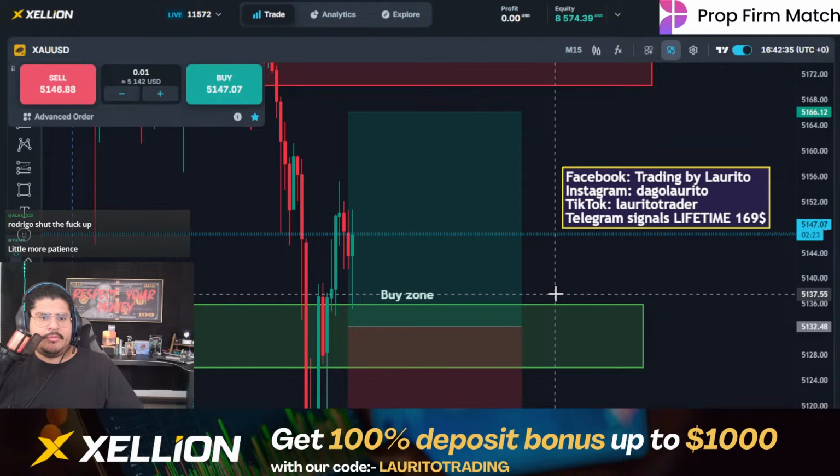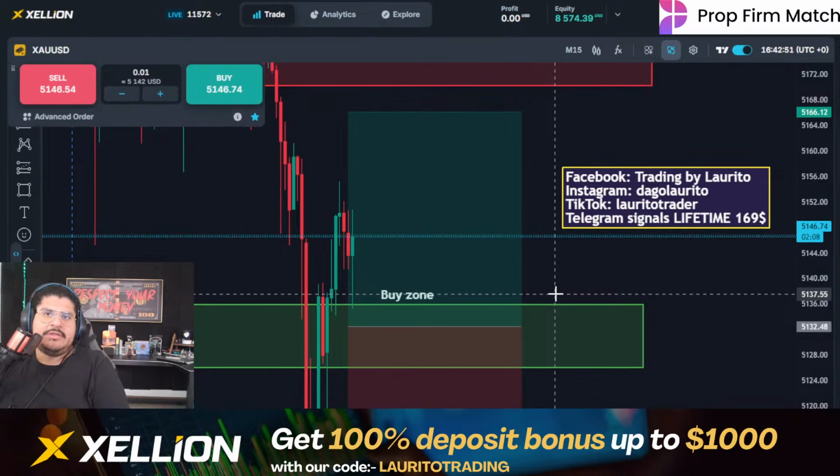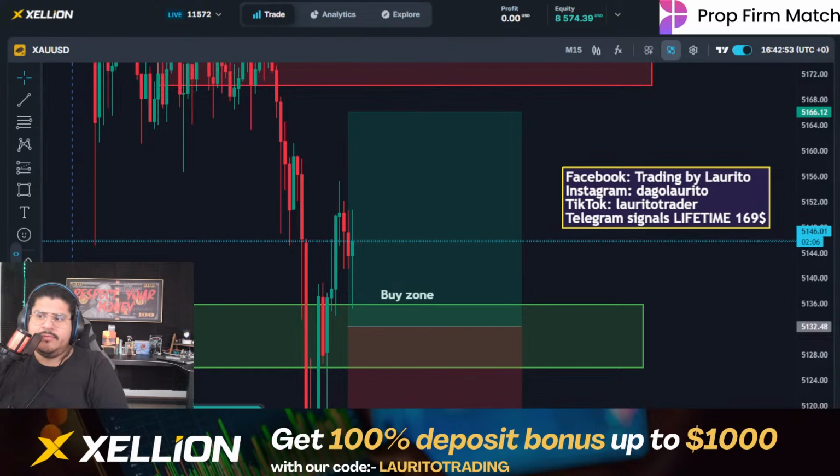We lost the opportunity again, guys. Yesterday I tried to open a long position like this, just opening the position when the price arrived at the sun, and it gave us a negative trade. So for that reason, today I'm waiting.